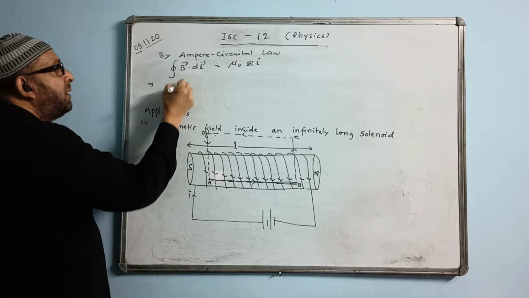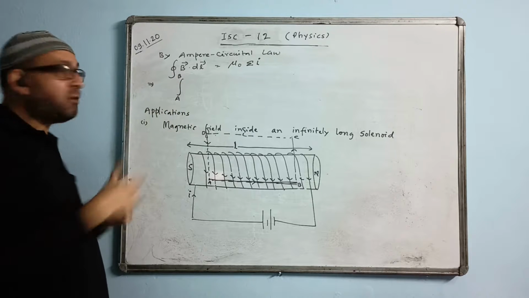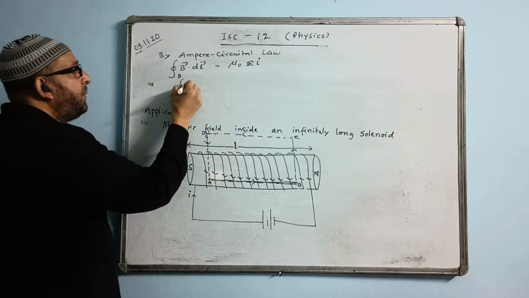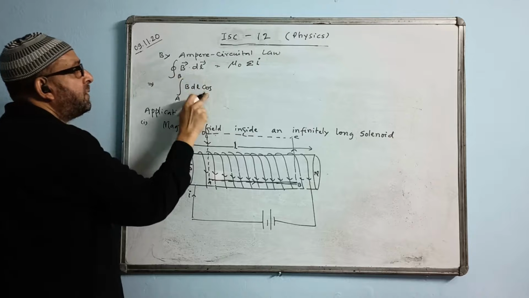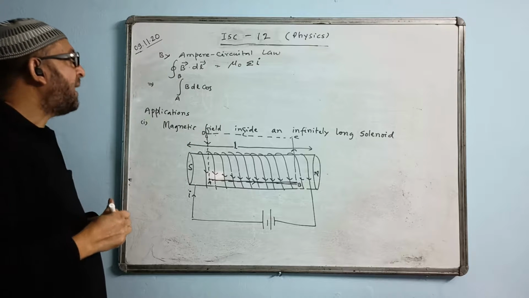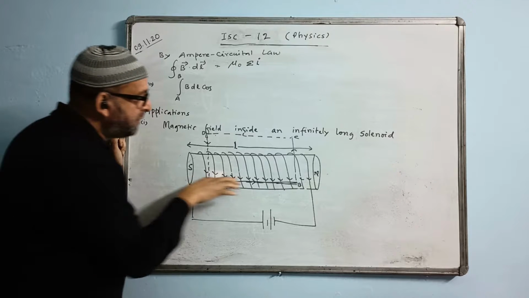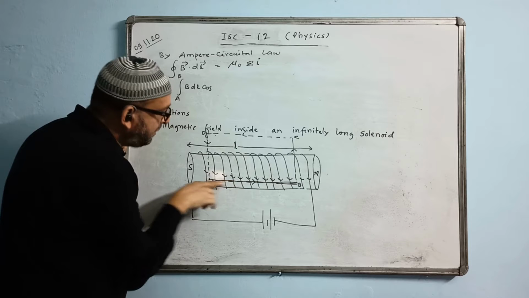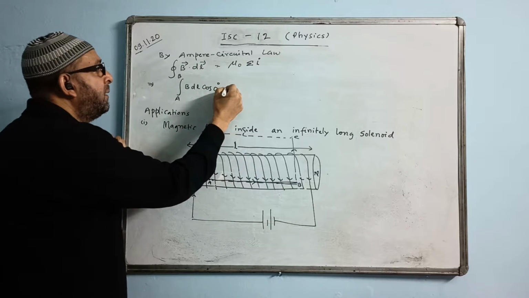So the first line I write is the A to B line. This is AB. They are not the lower limit and upper limit; they are representing the line AB. Here I write B dl cos theta, the dot product being the cos of the angle. What is the angle between dl and B? dl is this length, and between that length and this magnetic field, how much is the angle? 0 degree. I write 0 degree here.